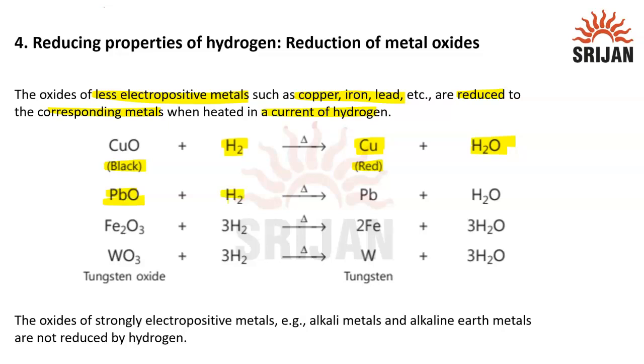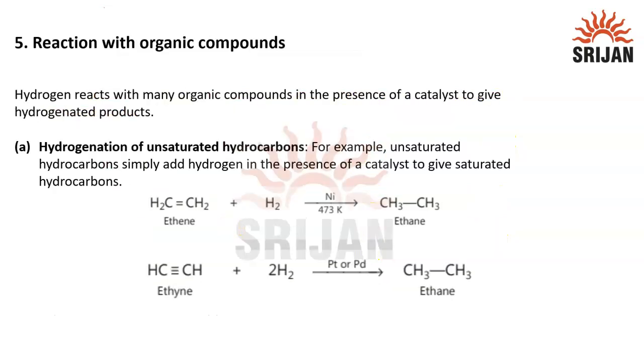Then lead oxide on reacting with hydrogen also produces lead along with water. A similar reaction happens with iron oxide. So iron oxide on reacting with hydrogen produces iron plus water. Then a similar reaction happens with tungsten oxide. So it also forms tungsten along with water. The oxides of strongly electropositive metals, for example, alkali metals, which are sodium, potassium, lithium, and alkaline earth metals, beryllium, magnesium, are not reduced by hydrogen. The reason is simple: they are more reactive in nature.